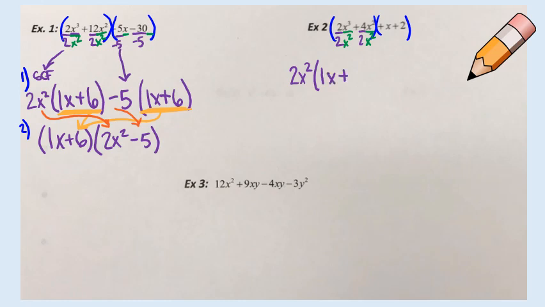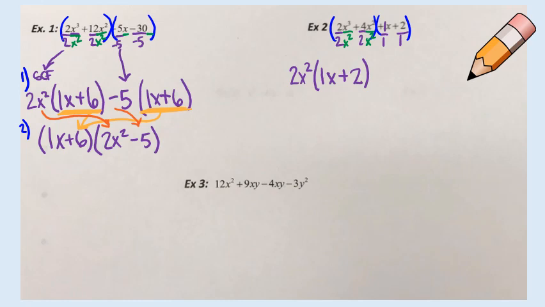Bring down your sign. 4 divided by 2 is 2. X squared divided by x squared is 1, so I don't need to bring that down. Take a look at the second set of parentheses. I've got a 1x and a 2. The only value I can divide out is a 1 on this one. Even if it's a 1, write it out.